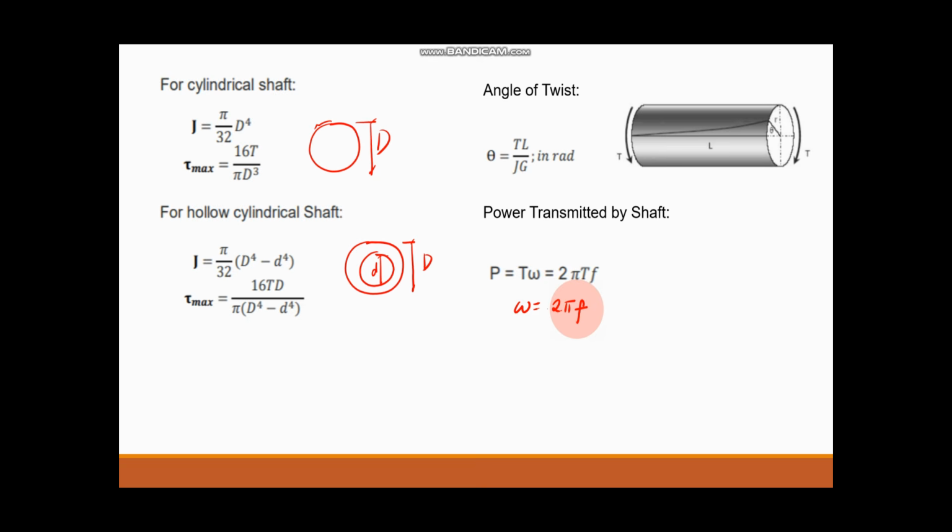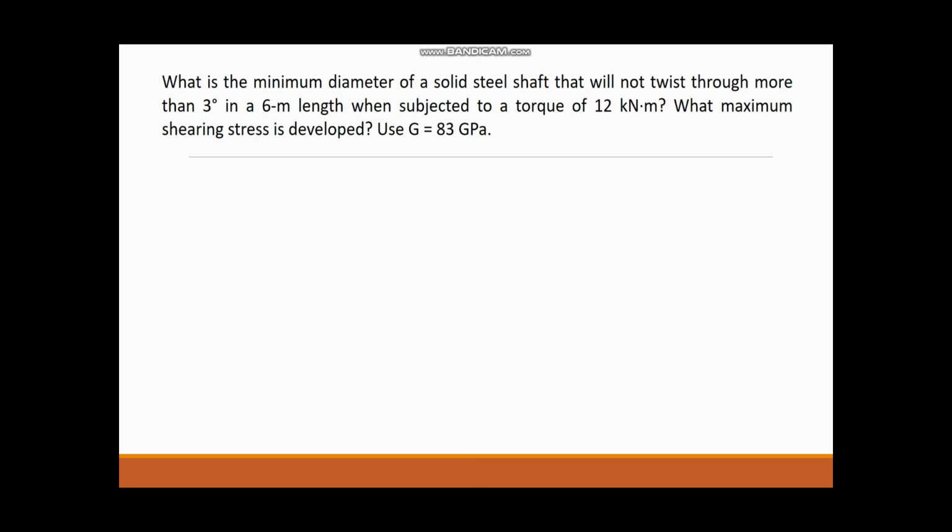So in order to understand better, let us solve problems. What is the minimum diameter of a solid steel shaft that will not twist through more than 3 degrees in a 6 meter length when subjected to a torque of 12 kN·m? What maximum shearing stress is developed? We will use the shear modulus of elasticity as 83 gigapascals.